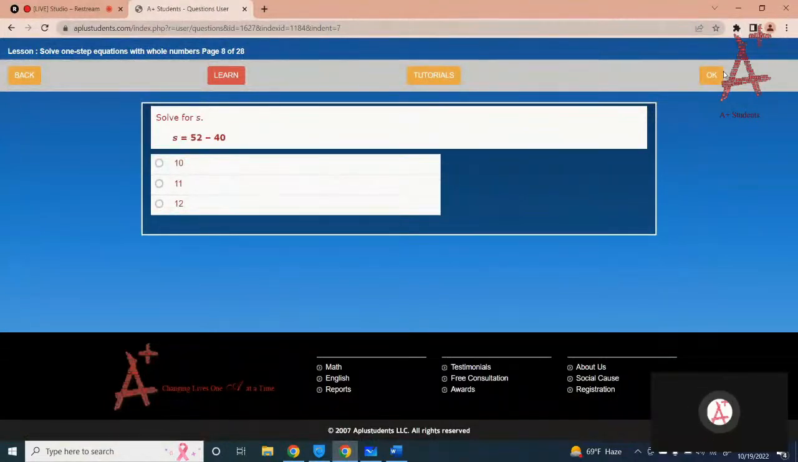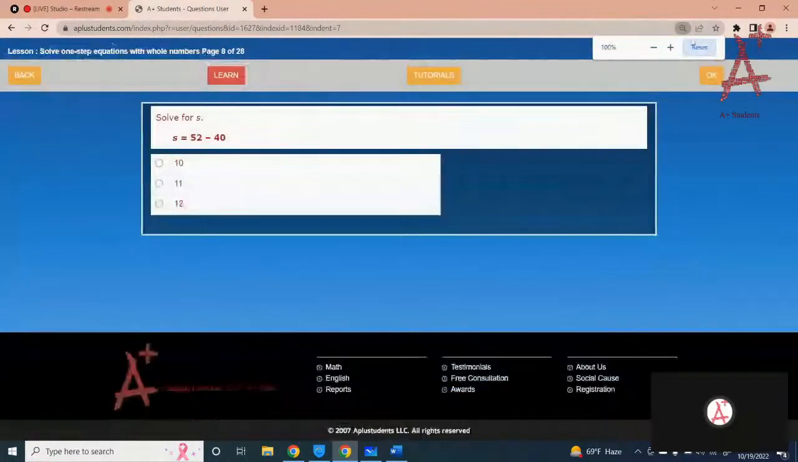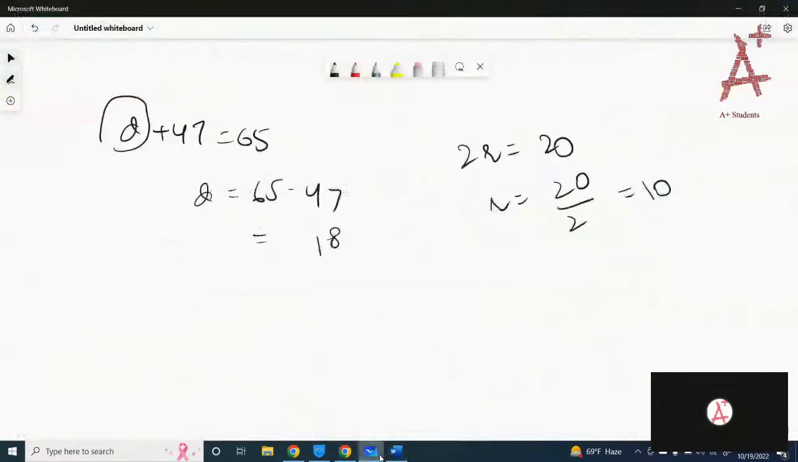Okay, the next one is s equals 52 minus 40. So just subtract the numbers because the variable is already isolated. 52 minus 40: 2 subtract 0 is 2, and 5 subtract 4 is 1. That means the correct option is 12. Got it?